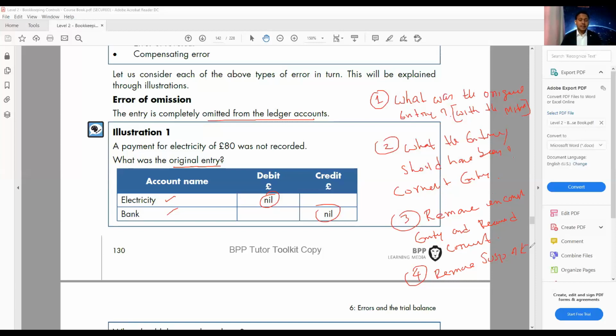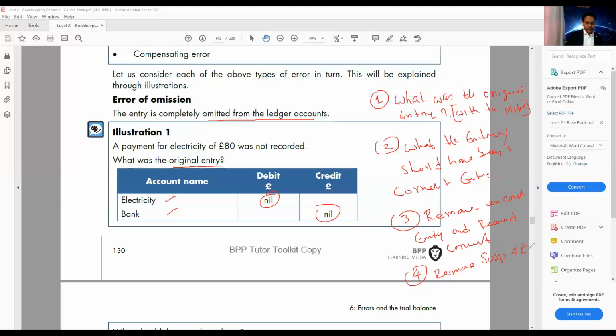So these steps you have to remember. The first one, you need to ask yourself, what was the original entry? What was the mistake? The next one is, what would have happened if I never made this mistake? What is the correct entry? So you find the correct entry. Then you remove the wrong one and record the right one. And if there is any suspense created because of the wrong entry, you need to remove that.